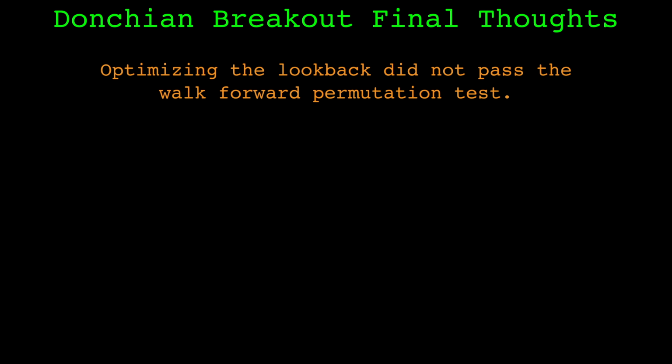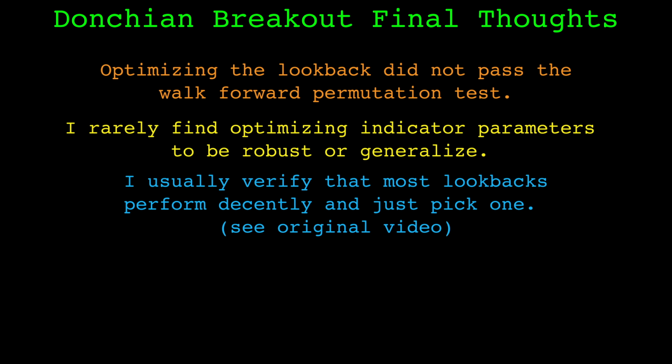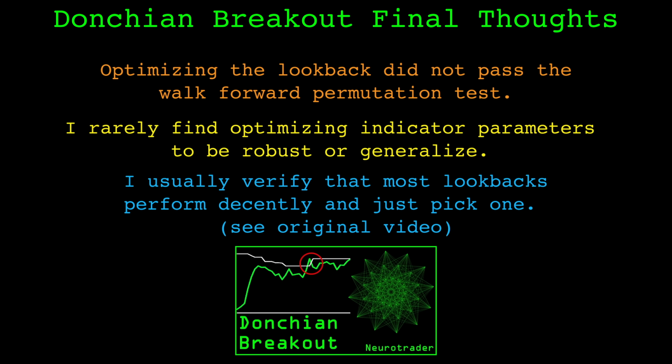The Donchian channel with an optimized lookback did not fare well against the walk-forward permutation test. In my experience, optimizing lookbacks of indicators rarely generalizes well. Rather, when dealing with strategies that require a lookback, I find a stable lookback value, meaning a large variety of lookbacks have decent performance. Then I pick a reasonable lookback value and stick with it, then look to improve the strategy with the chosen lookback.